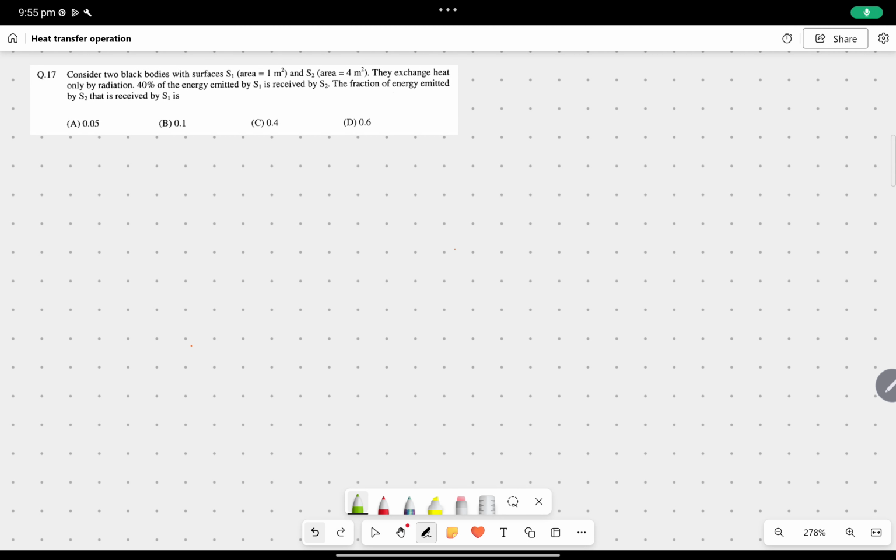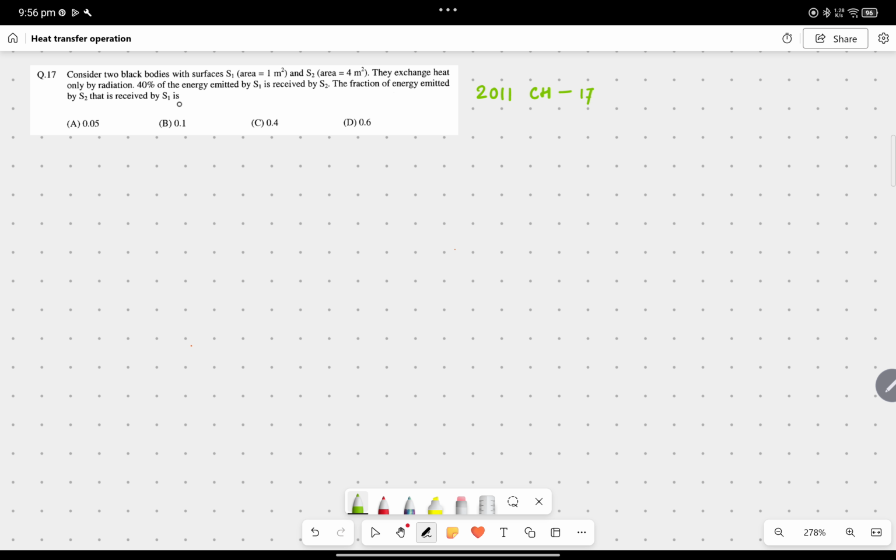So this is question number 17, and this question came in the year 2011 in CH Chemical Engineering. And you can match it with the original question paper. It is question number 17 in 2011. Now let's read the question.